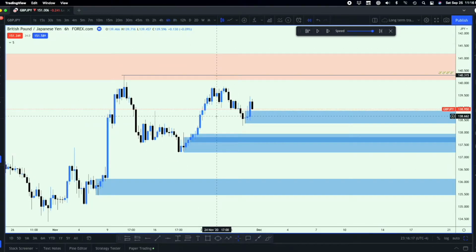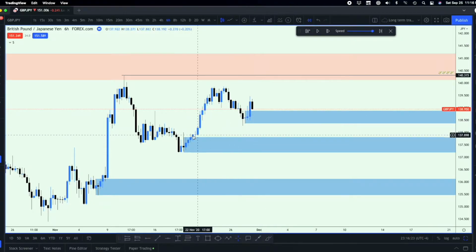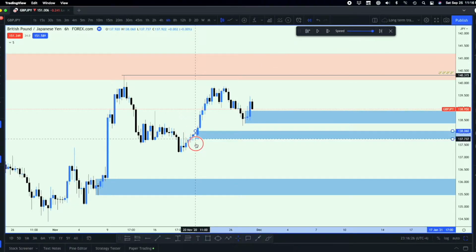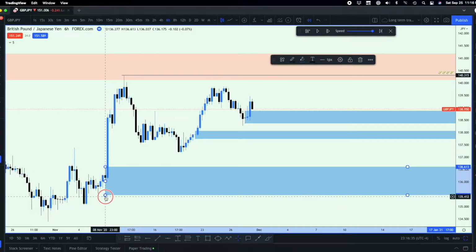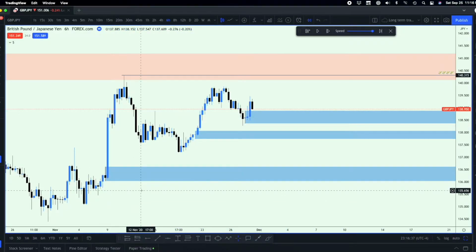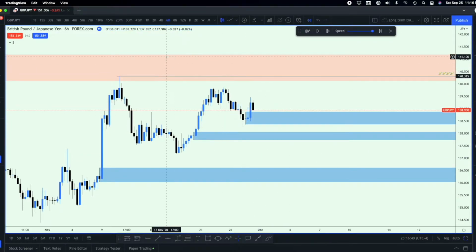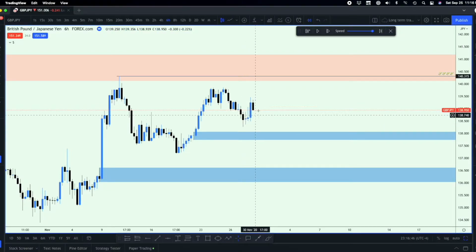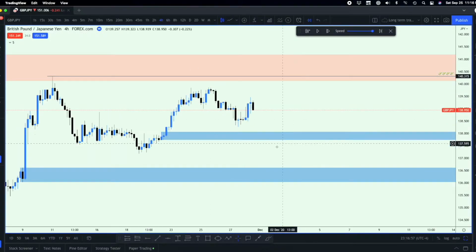Drop down to the 6. Yeah. Actually like this one. This was mitigated. Came here, nothing touched that. And I actually like this right here. Okay, that's on the 6 hour. I hate this, so delete that right now. Don't like that. That was mitigated. This is a wick that's unmitigated right now. Let's drop down to the 4, see what we see.